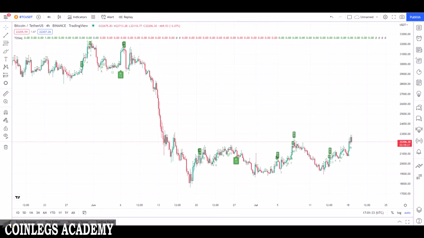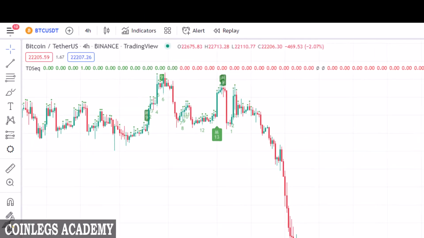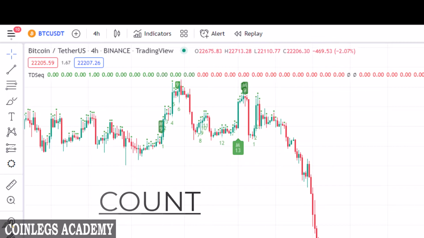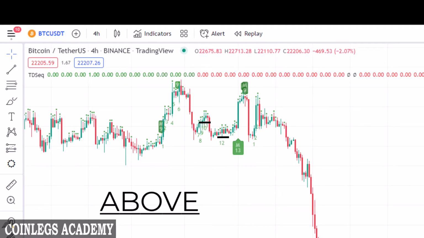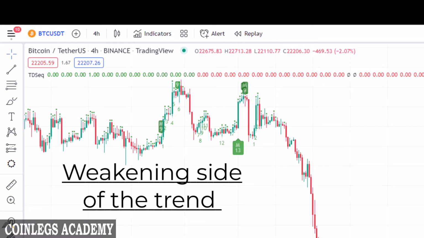Now let's look at the sell setup with examples. In order for the sell count to begin, we must have a sell setup that has completed itself to 9, as seen in here. Then our sell count from 1 to 13 starts, and as seen here, the closing point of the bar must be above the high of 2 bars before, and the counting will continue. Again, our aim here is to find the weakening side of the trend and to make profit by taking the right position.